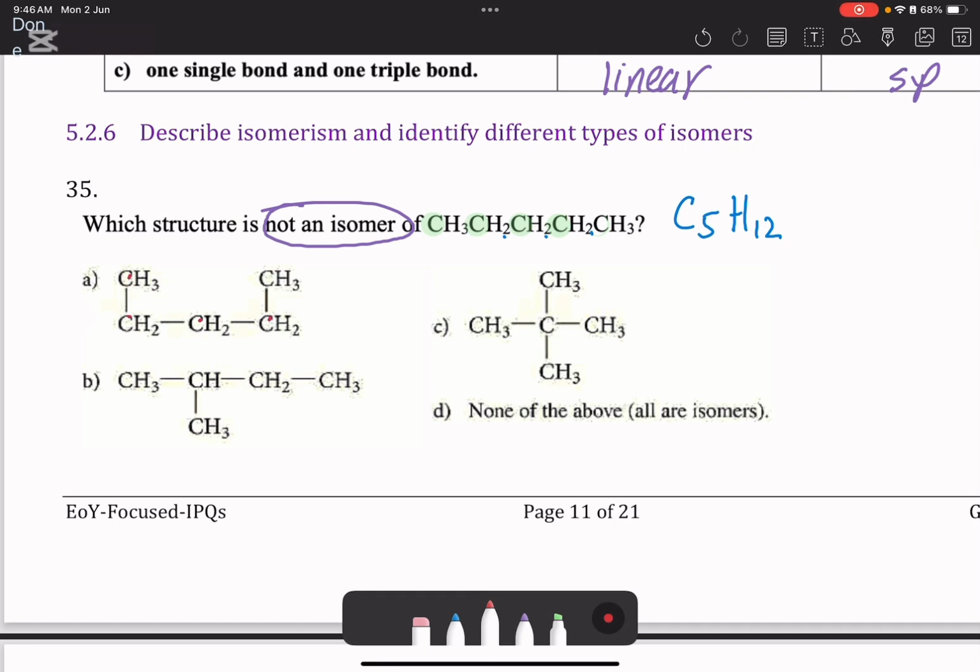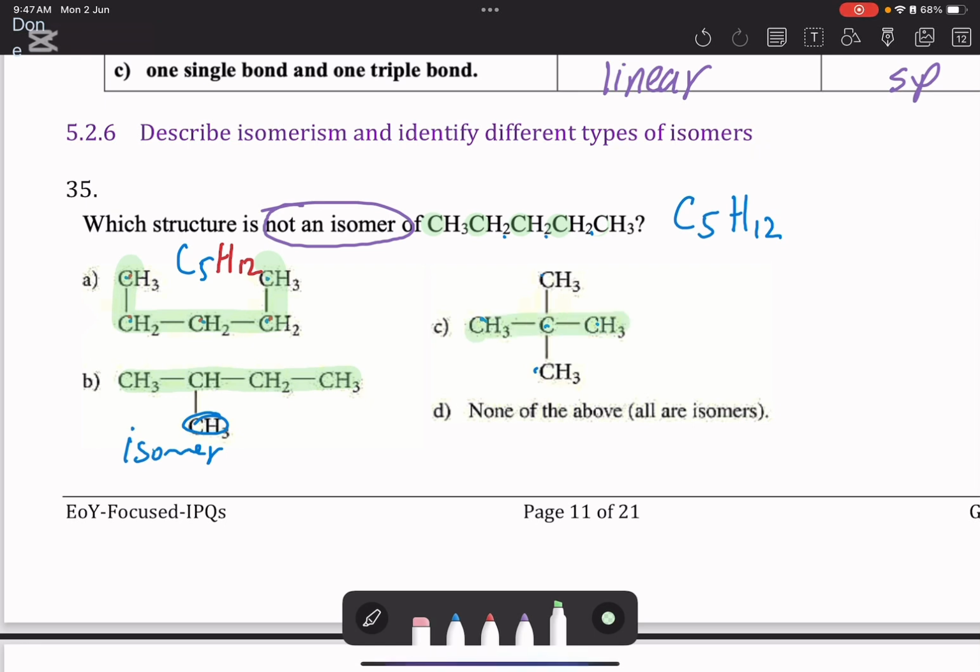1, 2, 3, 4. Oh, wait. That's different. 1, 2, 3, 4, 5. That's 5 carbons. Okay. Still a straight chain, no branches. That's not an isomer. H12. Let's look at this one. This one, 1, 2, 3, 4. So the main chain is 4 carbons with a branch. That's an isomer. And this one, 1, 2, 3, 4, 5.